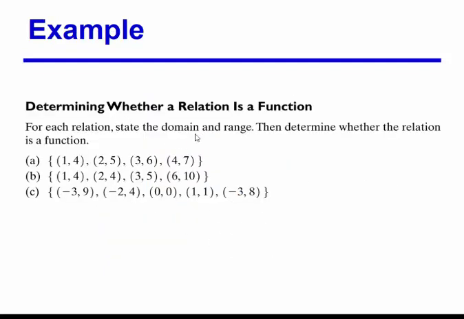We're going to determine whether a relation is a function. For each relation, state the domain and range, then determine whether the relation is a function. So we have A, B, and C. Set A contains the ordered pairs (1, 4), (2, 5), (3, 6), (4, 7). B is the set that contains the ordered pairs (1, 4), (2, 4), (3, 5), (6, 10). And then C contains (-3, 9), (-2, 4), (0, 0), (1, 1), and (-3, 8).